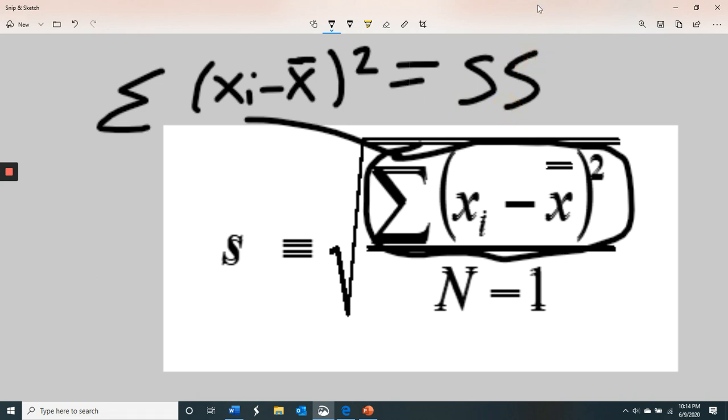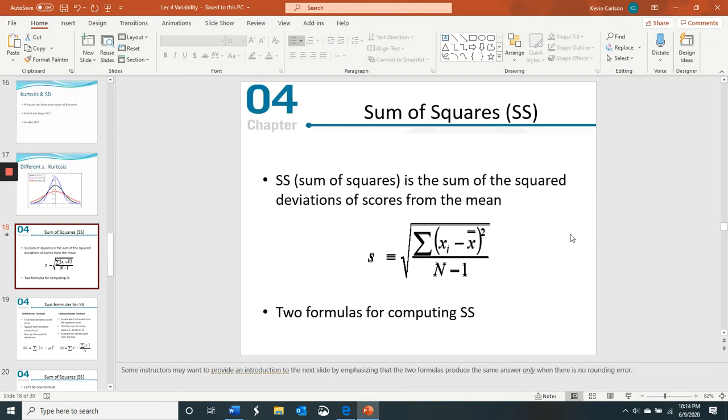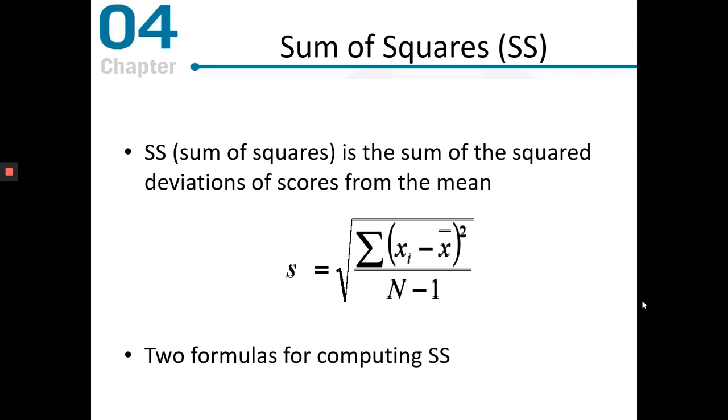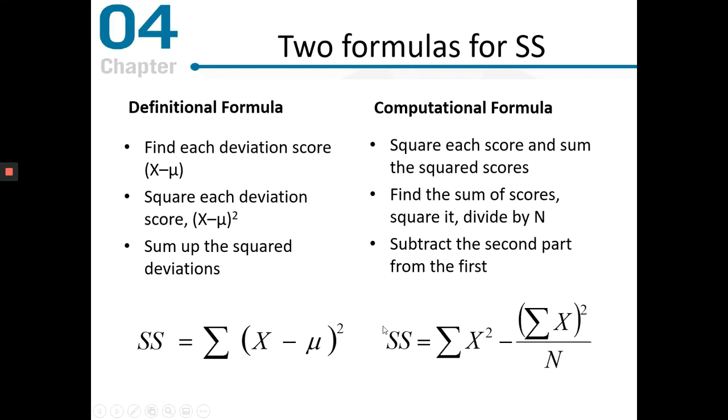Why am I talking about this? The sum of squares is used often in statistics talk. So if you ever hear anybody say sum of squares, that's exactly what it means. It's the top part of the standard deviation formula, which is the sum of each score minus the mean squared. That's the sum of squares. And so that top part of the formula is what we call the conceptual formula. There's also a computational formula.